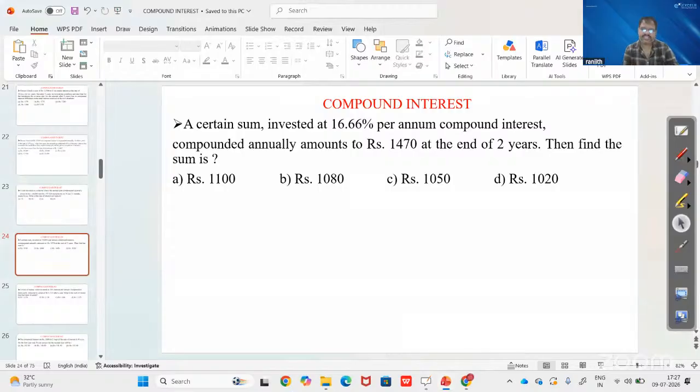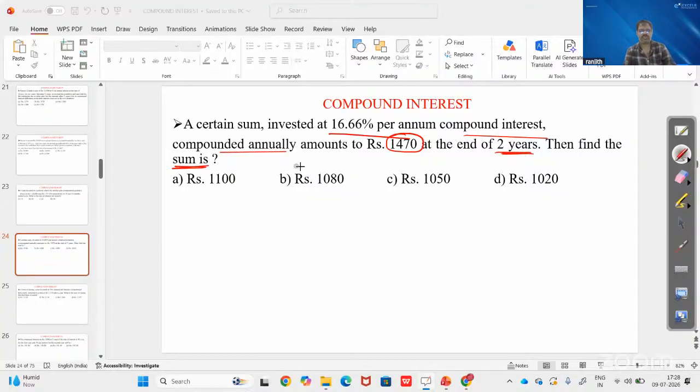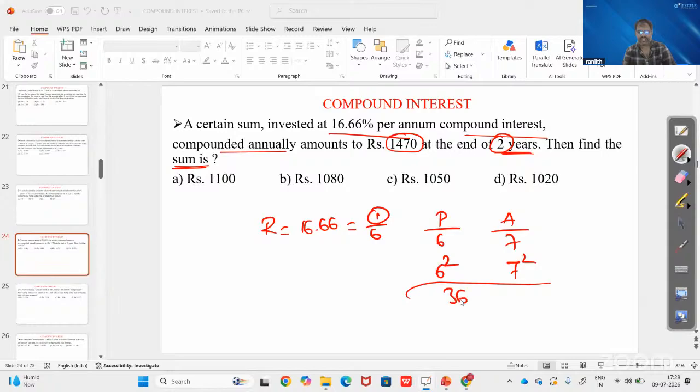A certain sum is invested at 16.66 percentage per annum, compound interest compounded annually, and amounts to 1,470 at the end of 2 years. Find the sum. We need to find the principal. Here R equal to 16.66 can be written as 1 by 6. So principal will be 6, interest will be 1, then the amount equals 7. How many years do we have? 2 years. So we need to take squares: 6 square equals 36 and 7 square equals 49.